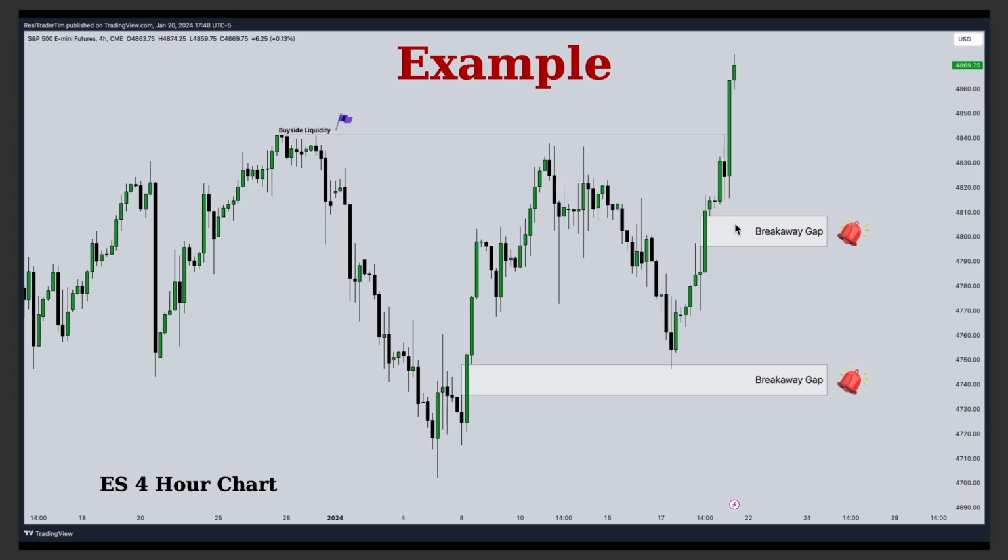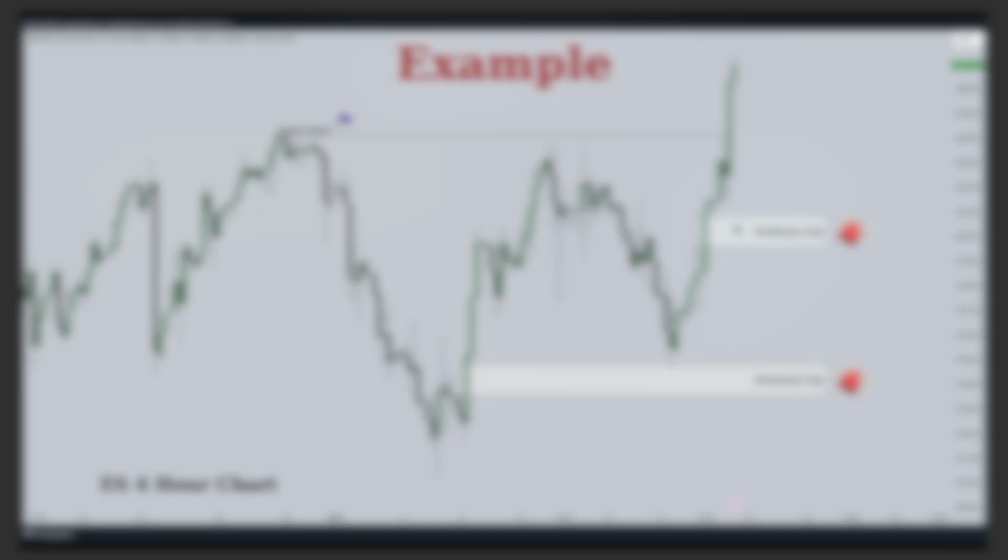And we can use breakaway gaps to understand how strong the market is. How quickly, in terms of speed, can we expect our buy-side targets, or sell-side targets if we're bearish, to be delivered to? So breakaway gaps are another good tool to have in our arsenal.